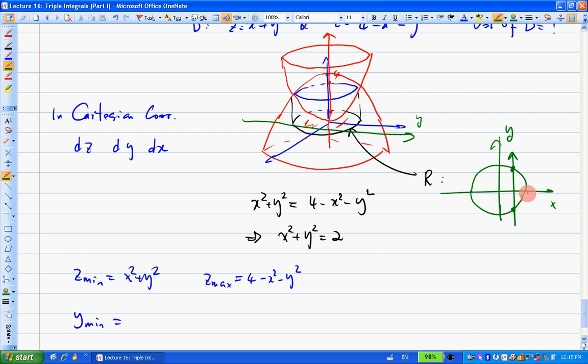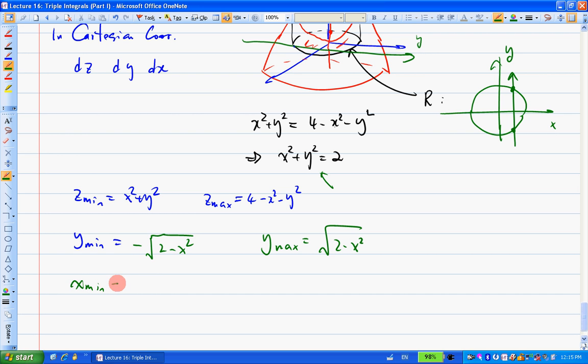So the bottom half of the circle is negative square root of 2 minus x squared, and the y max is positive. And the last step, sweep this green line here across the shadow, find x min and x max. So x min is going to be negative, what is it? Root 2.